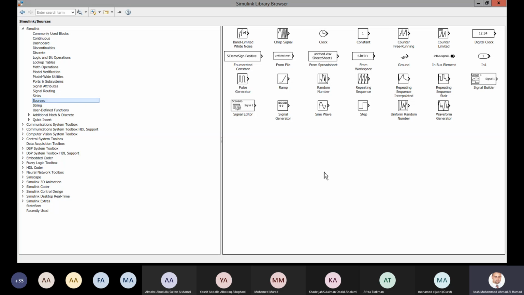These are the sources. You start with them. If you have a differential equation with time, you can use a clock, for example. If you have a constant, like we said before on the whiteboard, you can use it, whatever.